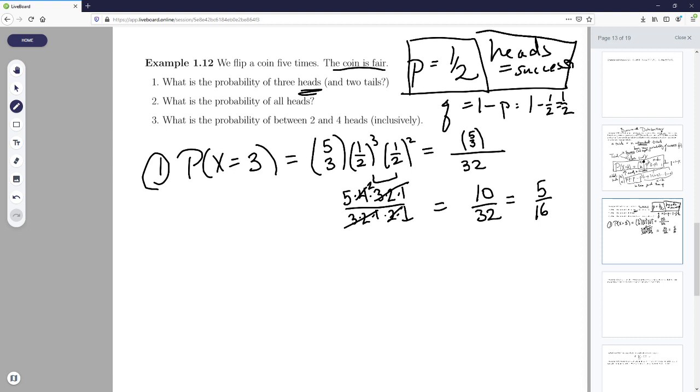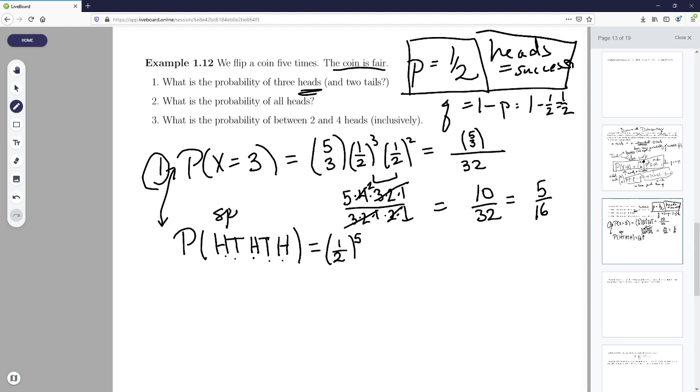Let me just say, this is a different thing than asking what is the probability that I get exactly heads, tails, heads, tails, heads. The probability of heads, then tails, then heads, then tails, then heads is exactly 1 out of 2 to the 5th power. The distinction between these two things is that in this case, we have 1/2 to the 5th power because we have a specific order. In this case, we have no specified order.